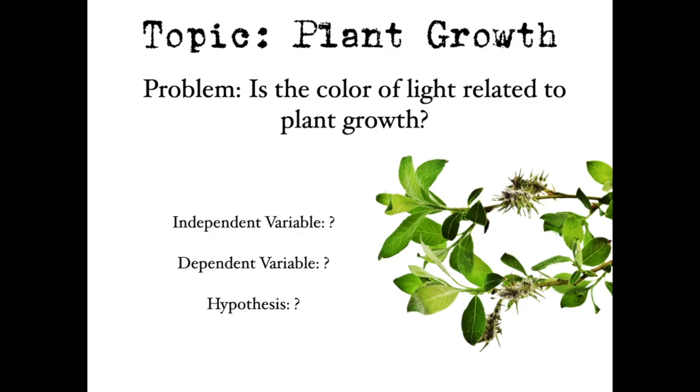Now, these different color lights, I'm going to observe them. And remember, I'm just dealing with light colors, and I'm just dealing with the same type of plant. The dependent variable is how fast the plant will grow. Will a plant grow faster with certain lights? And then my hypothesis would be that orange or red light will cause the plant to grow faster.